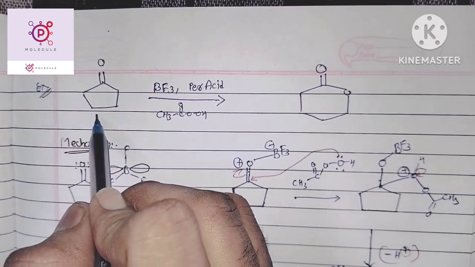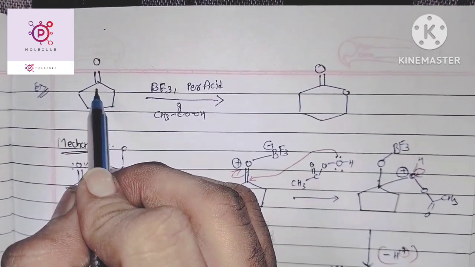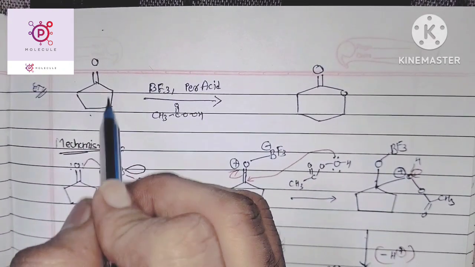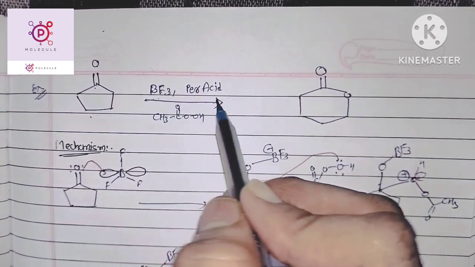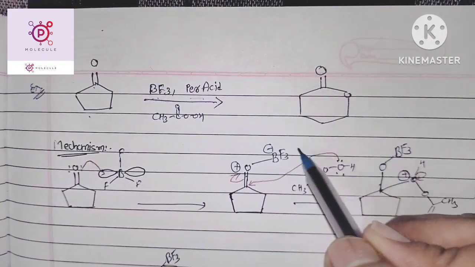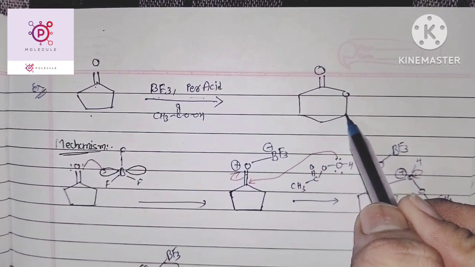Second example: we take a cyclic ketone, Lewis acid, and peracid, which give a cyclic lactone.